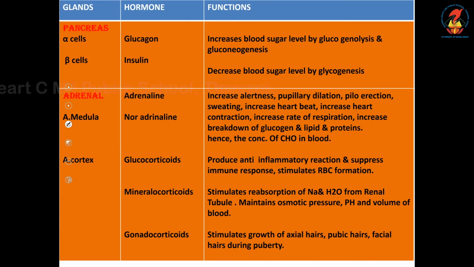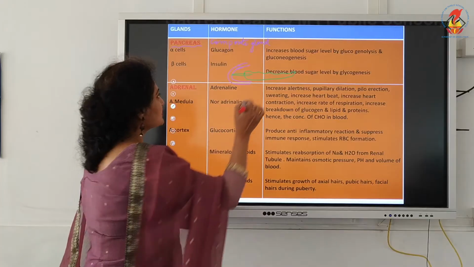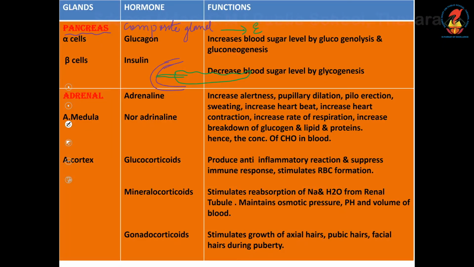Now, pancreas. The specialty of the pancreas is that it is a composite gland. If I draw the part of the digestive system where the pancreas originates, the C-shaped structure is called the duodenum, and the pancreas arises from the C-shaped duodenum like a leaf-like structure. And I told you it's a composite gland because it is both exocrine as well as endocrine in nature.